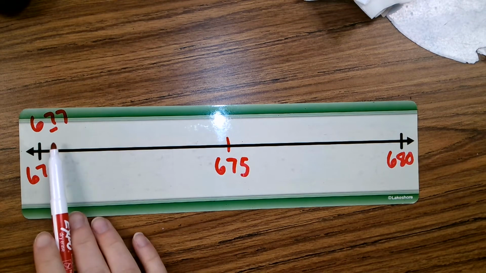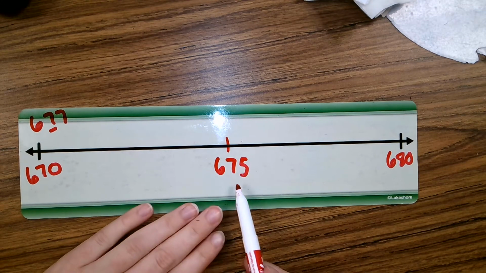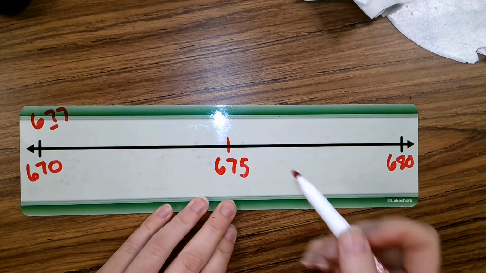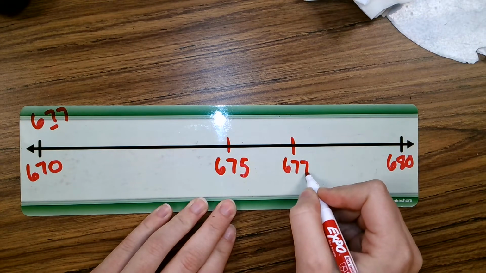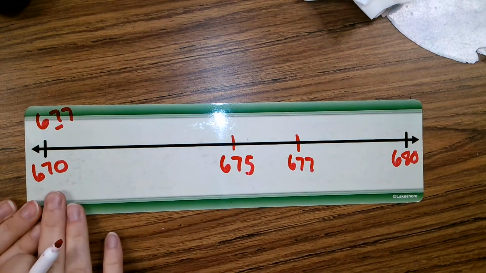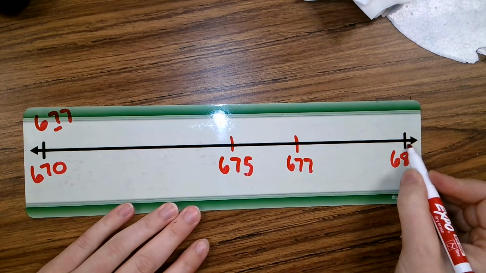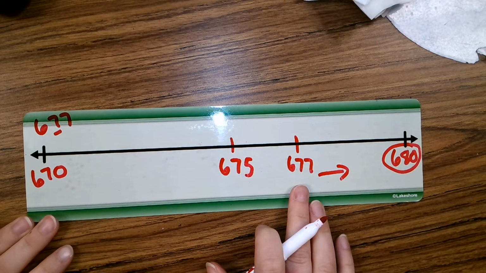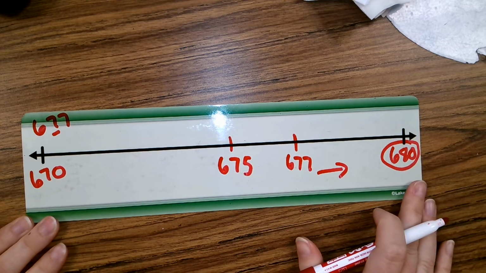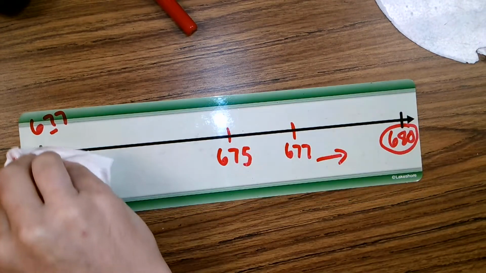And we know that 677 is greater than 675. So it's going to be on this side of our number line, and we're going to put it about right here. 677. Looking at our number line, is it closer to 670 or 680? It's closer to 680, so we're going to round up. So 677 rounded to the nearest 10 is 680. Okay, we're just going to do a couple more, and then we're going to move on to something a little bit different.